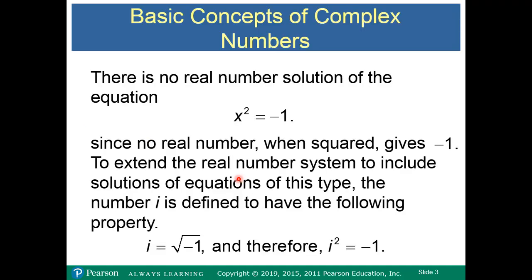So there is no real number solution to an equation like x squared equals a negative number. What we mean by that is there's no real number that we can put into x that will give us a negative number. Why is that? Because any real number that we stick in for x, when we square it, is going to give us a positive number. There's no way to get a negative number. So we say that there's no real solution. That's where complex numbers come in, because there is a complex solution.